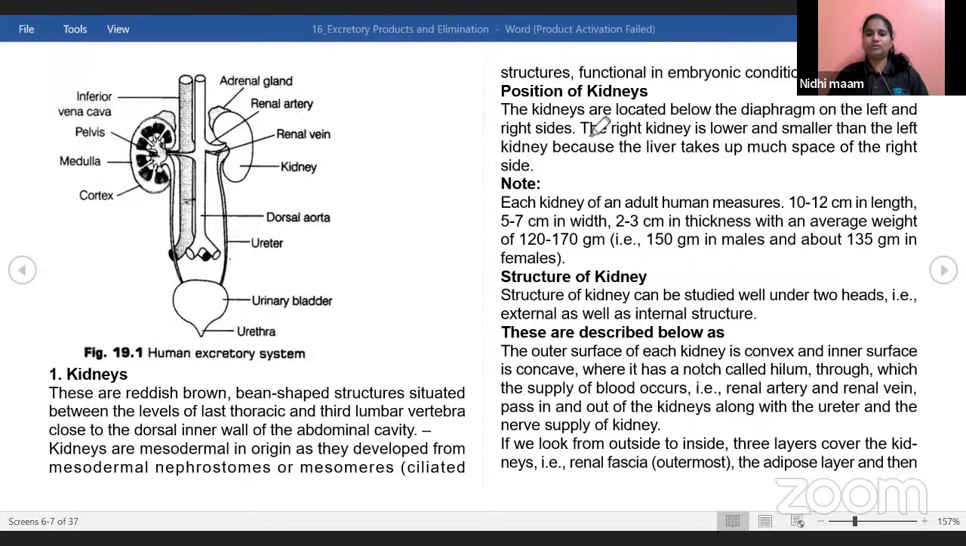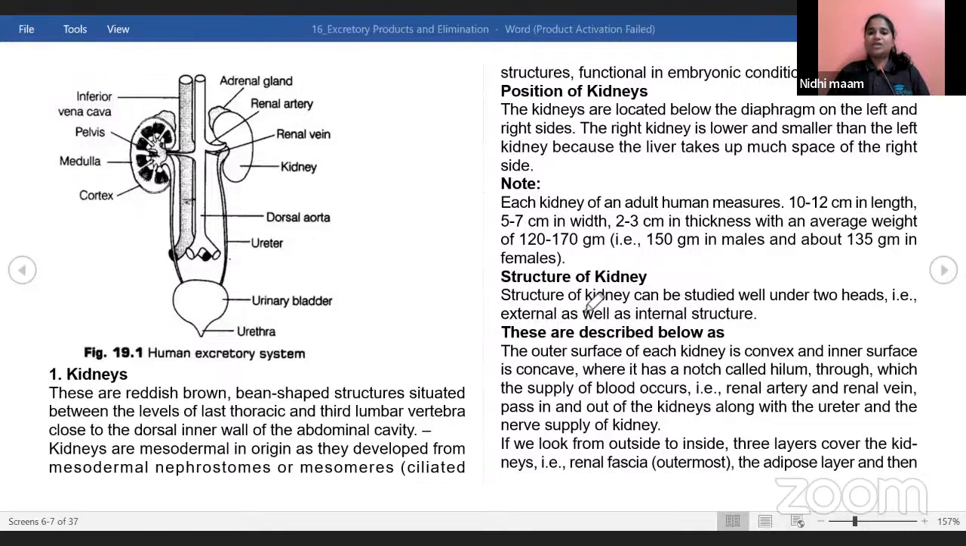Here is another point, important for theory. The right kidney is lower and smaller than the left kidney. Why? Because the liver takes up much space on the right side. So that is why the right kidney will be smaller. Okay?